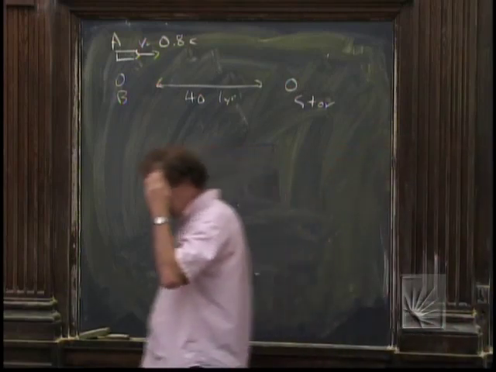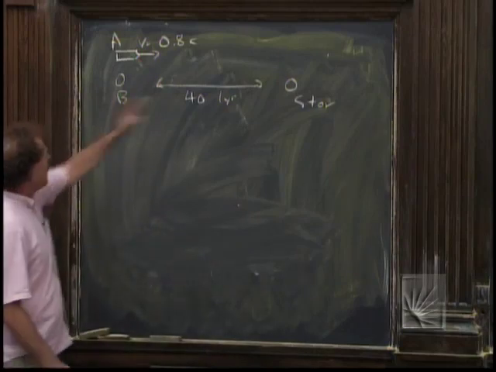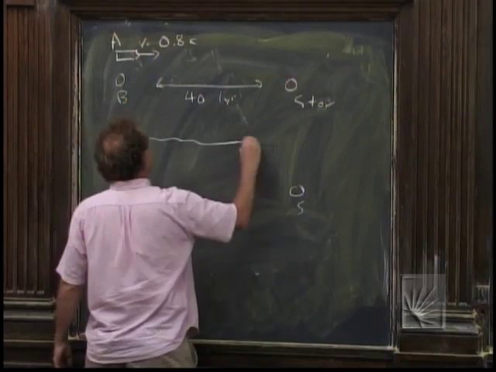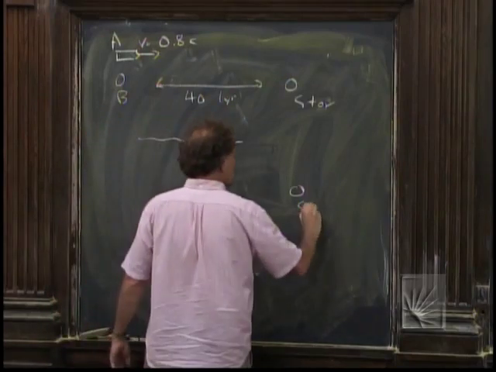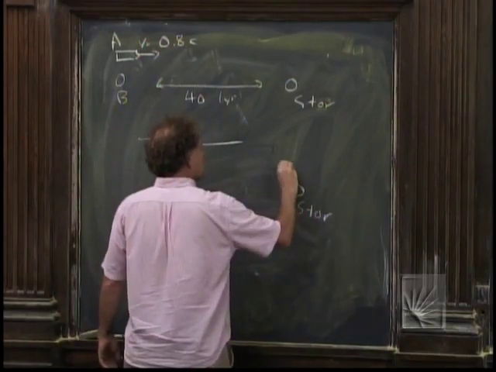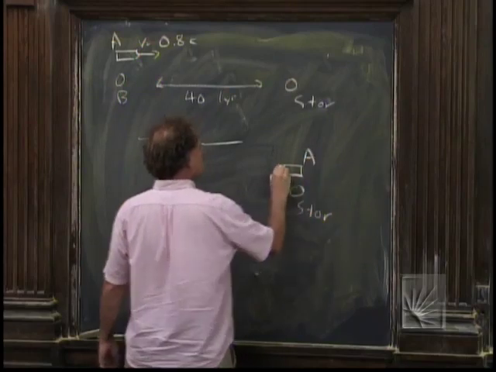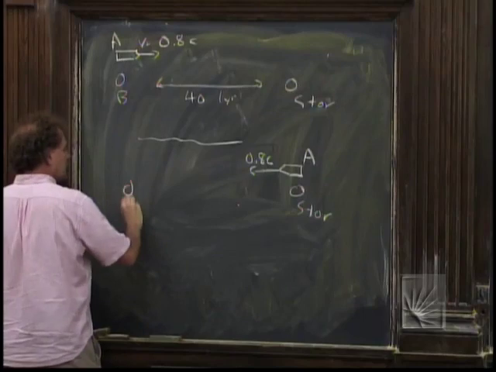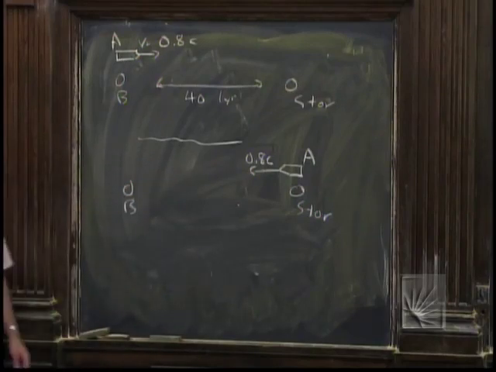Okay? So Anna is taken out, and this is the initial state. Then when she gets to the star, her spaceship is instantaneously reversed, and she comes back to Bob. Okay?